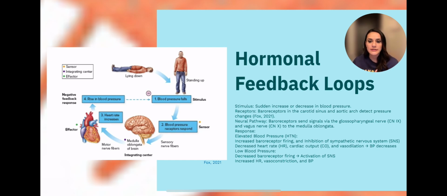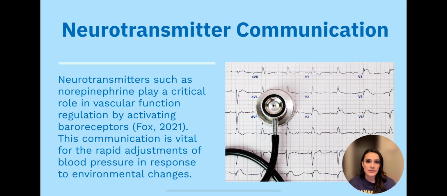The baroreceptors will send a signal via the glossopharyngeal, which is cranial nerve number 9, and the vagus nerve, which is cranial nerve number 10, to the medulla oblongata. For blood pressure, you have to remember that it's part of the fight or flight in the sympathetic nervous system. So neurotransmitters such as norepinephrine are vital for communication for rapid adjustments of blood pressure in response to environmental changes.